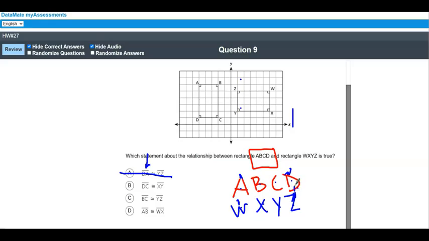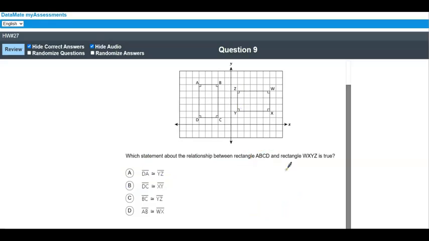So DC means we go from last to third, and then X to Y, totally different move. So those are not the same order. B to C and Y to Z, yep, these two and these two are a match. But the order is different. If I go from B to C and I go from Y to Z, they're not moving in the same direction. But for the last one, if I go from A to B and W to X, they're a perfect match. So that makes D the right answer.